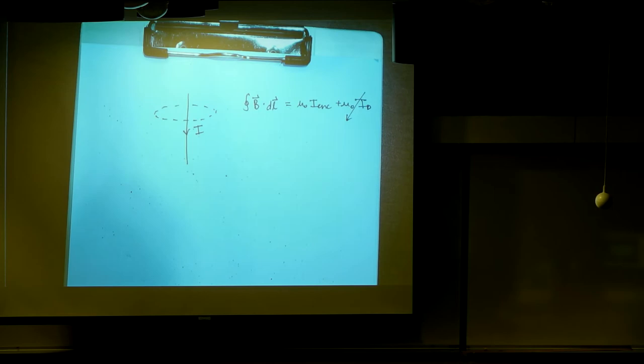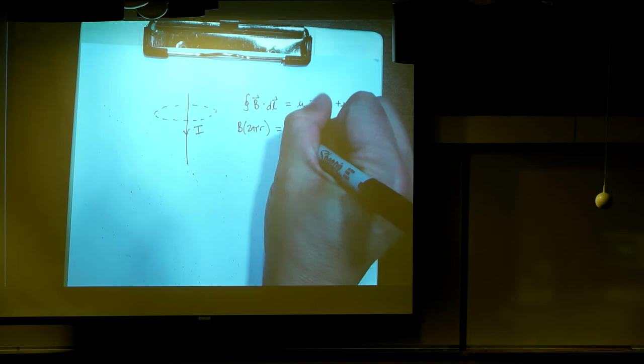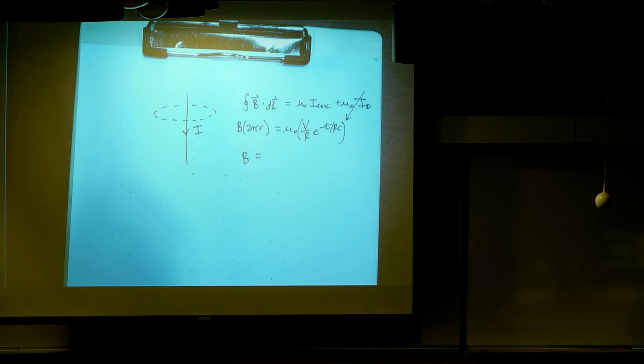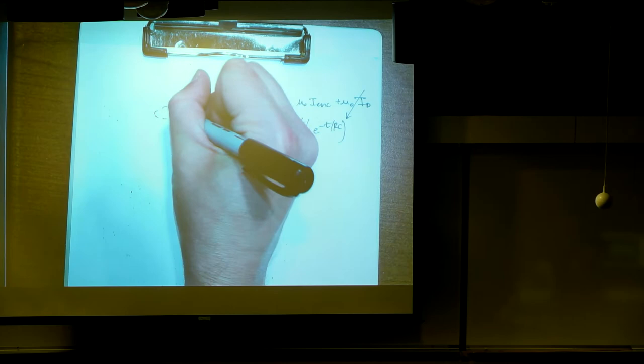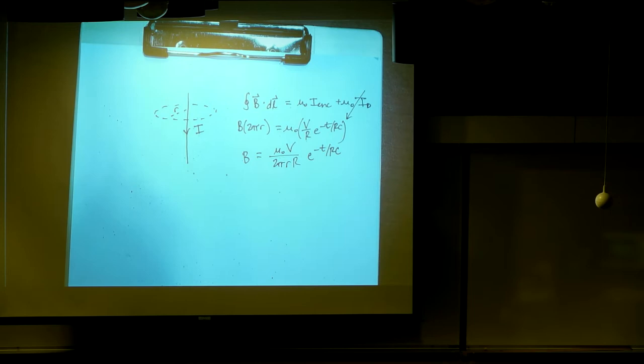So the B dot dl part, as we already showed, is B times 2 pi r. And the actual current, again, let me show you what we wrote down before, is this, which is V over R times e to the minus t over RC. Okay, so solve for B. You probably can tell we're going to get the same thing. Let's write it down, divide out this 2 pi r part. We have mu naught times V divided by 2 pi r, where little r is the radius, which gives us the distance away from the wire, and big R is the resistance. And then we have e to the minus t over RC like this. Okay?